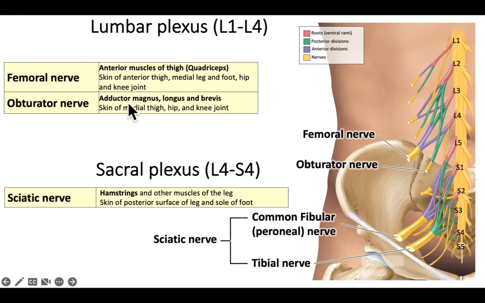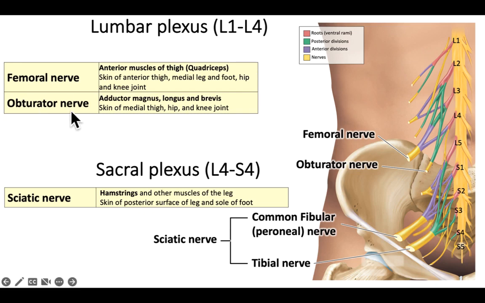There's two nerves that we're going to learn from the lumbar plexus, the femoral nerve and the obturator nerve. The femoral nerve innervates your quadriceps. Remember those quadriceps in your anterior thigh, the rectus femoris, and then the three vastus muscles are all controlled by the femoral nerve. And then the sensory component comes from the anterior thigh, a little bit of the medial leg and foot, and the hip and knee joint. So that's the femoral nerve.